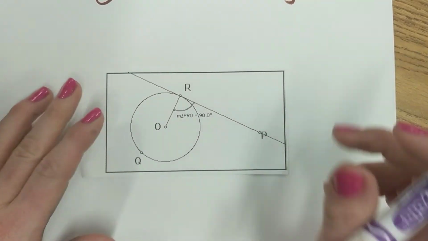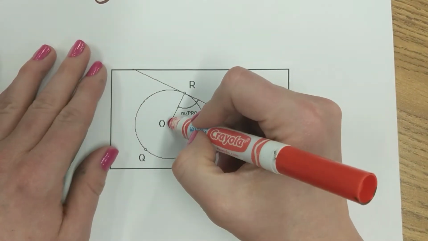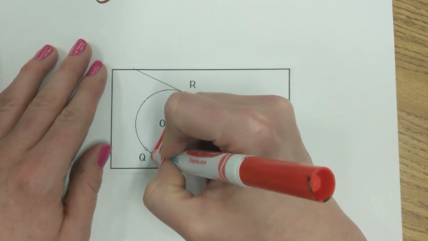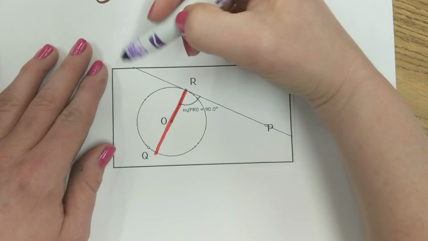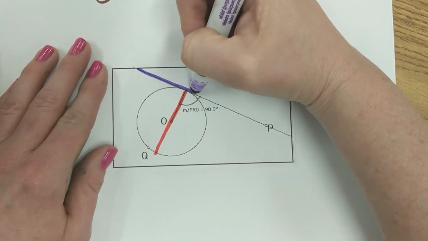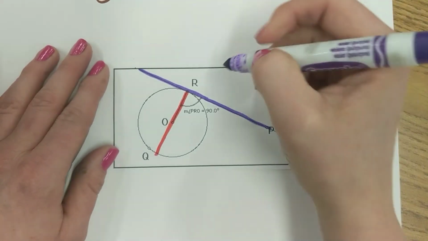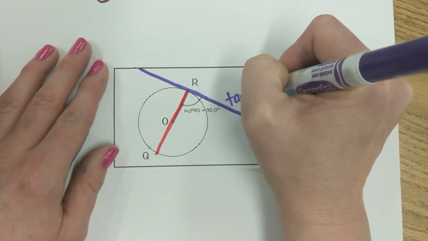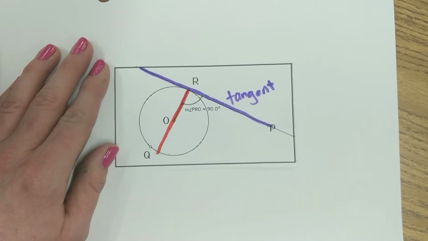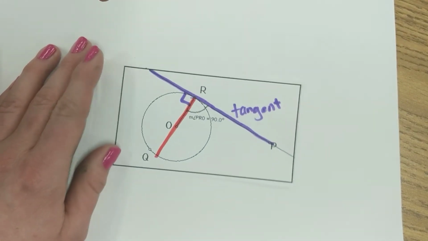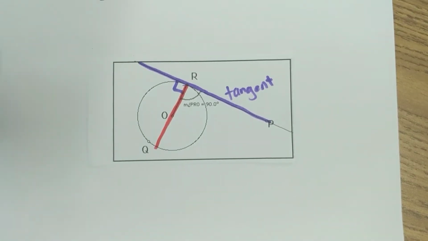All right, the next one is showing you a radius. This could also be a diameter, going all the way across. And it's hitting a tangent line. The line that just glances off the outside of the circle at one point and doesn't go into the circle is called a tangent. You have to know that. And when a radius or a diameter hits a tangent, it always intersects it at a 90-degree angle. So that's just showing you that.